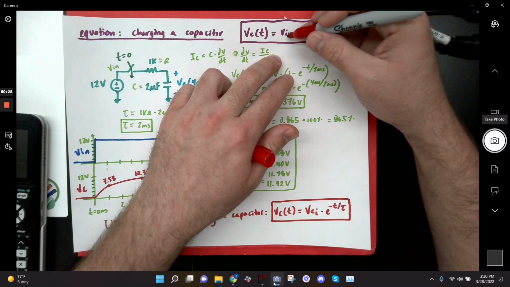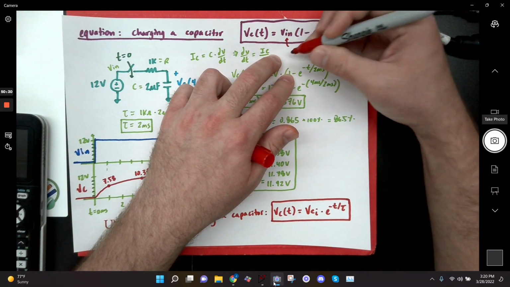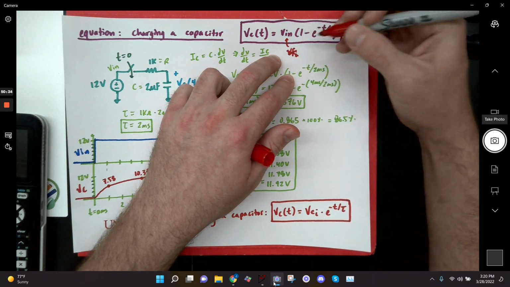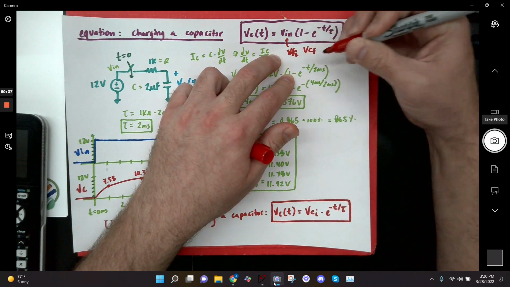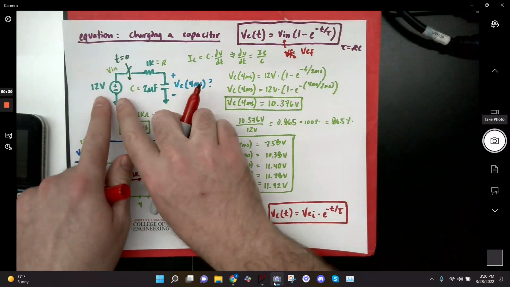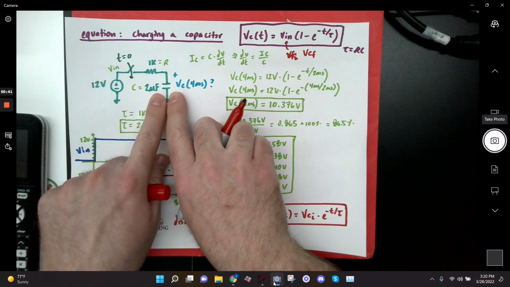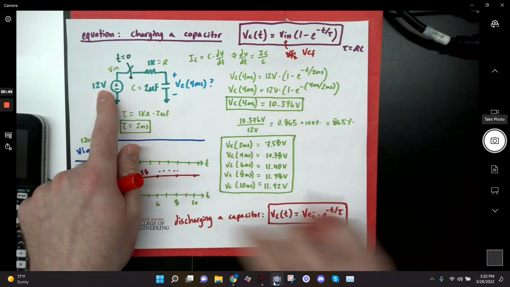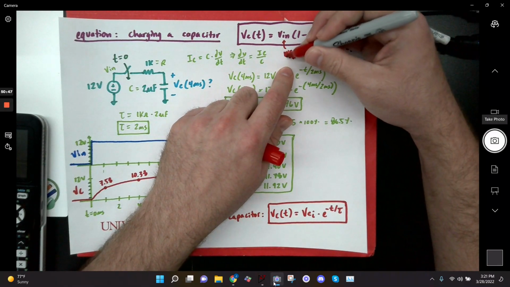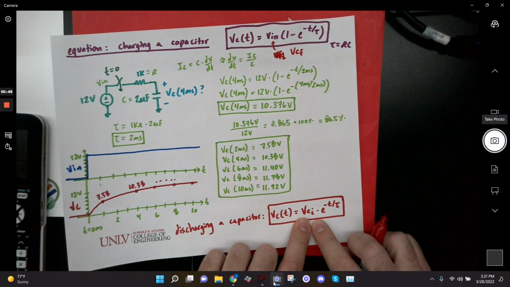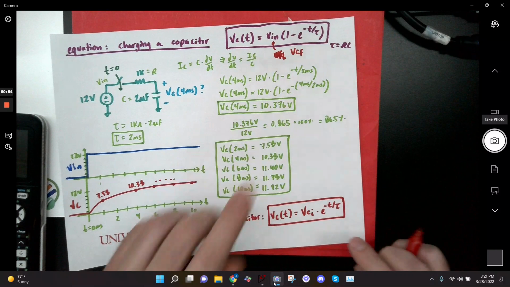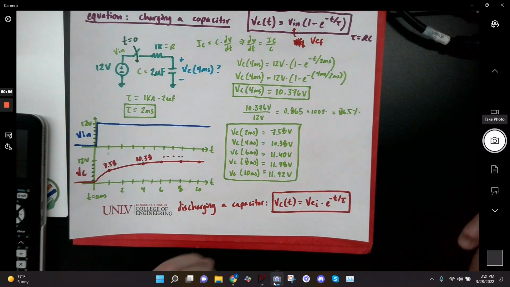And so you could also say that this Vin is not necessarily Vin, but rather it's the final value of the capacitor. Oops, I wrote that wrong. VCF. It's whatever, because it's the same thing, right? 12 volts is my source voltage, but it's also the final value of the capacitor. The capacitor is going to charge up to 12 volts. So you could replace VCF there, and then in this case it's VCI, right? This is the initial charge on the capacitor. This is the final charge on the capacitor. I'm saying charge, I mean voltage.